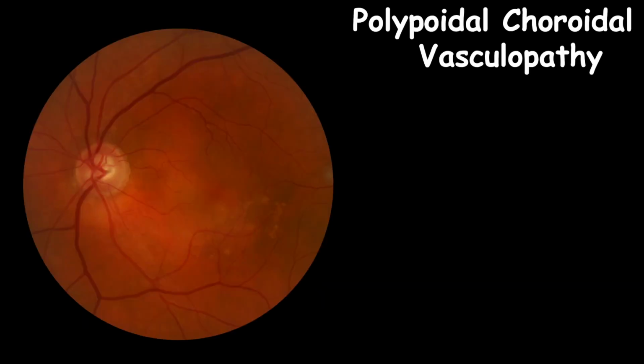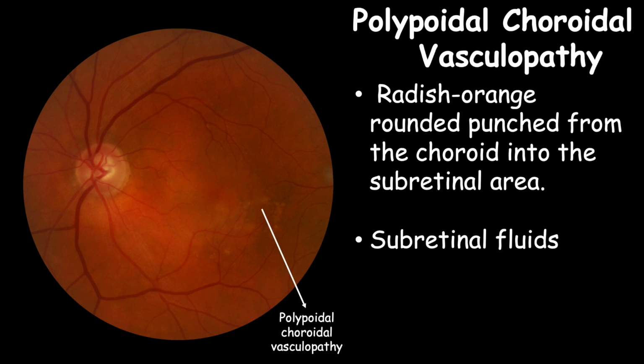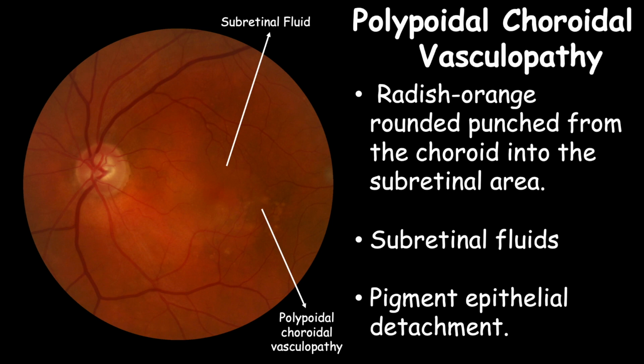Polypoidal choroidal vasculopathy (PCV) is a choroidal vascular disease that causes RPE detachment with mixed serum and blood, which may lead to subretinal fibrosis. On clinical examination, polypoidal choroidal vasculopathy appears as reddish-orange, round and punched from the choroid into the subretinal area, with or without subretinal fluids, blood, subretinal exudates, and sometimes hard drusen.